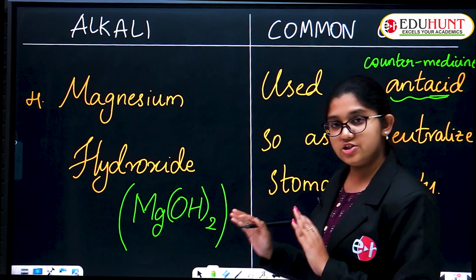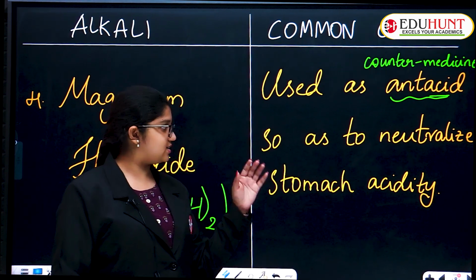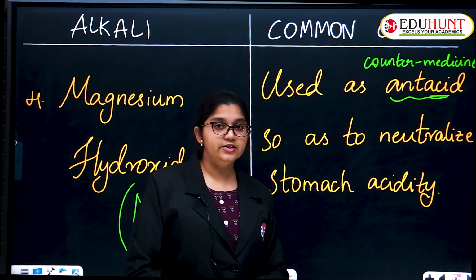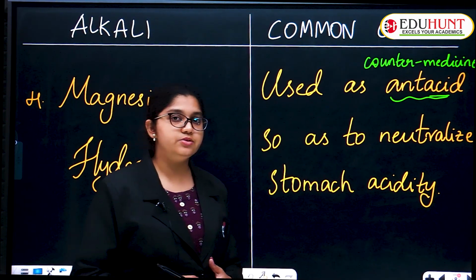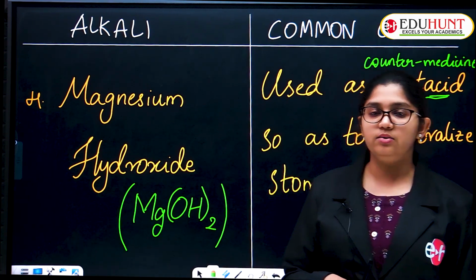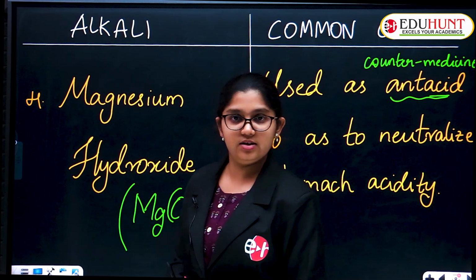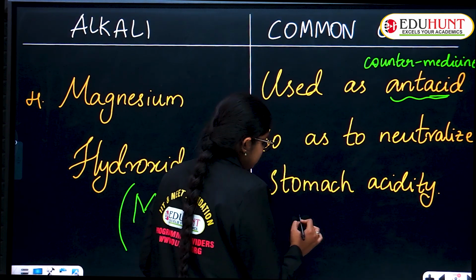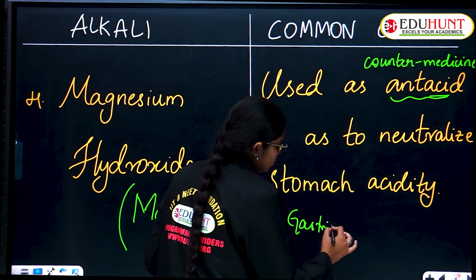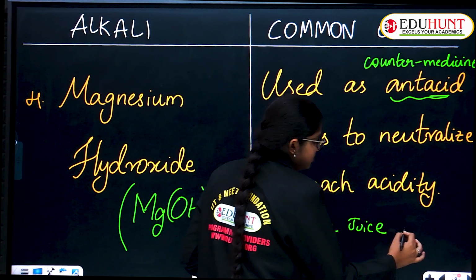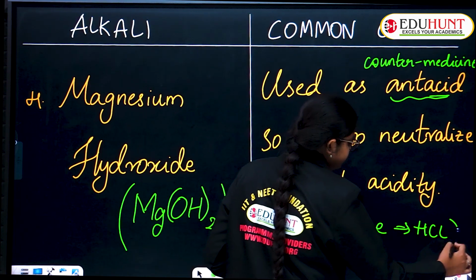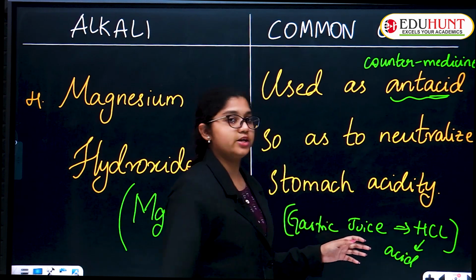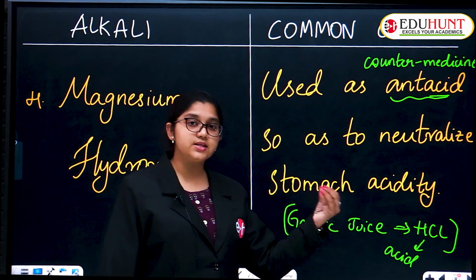Okay, this magnesium hydroxide is used as an antacid so as to neutralize stomach acidity. Whenever we feel acidity in the stomach because of the release of gastric HCl, the gastric juice contains the acid, no, HCl. HCl is an acid, right? Yes or no? Yeah, one of the strong acids too. So to reduce that, to neutralize that, we will intake a base.